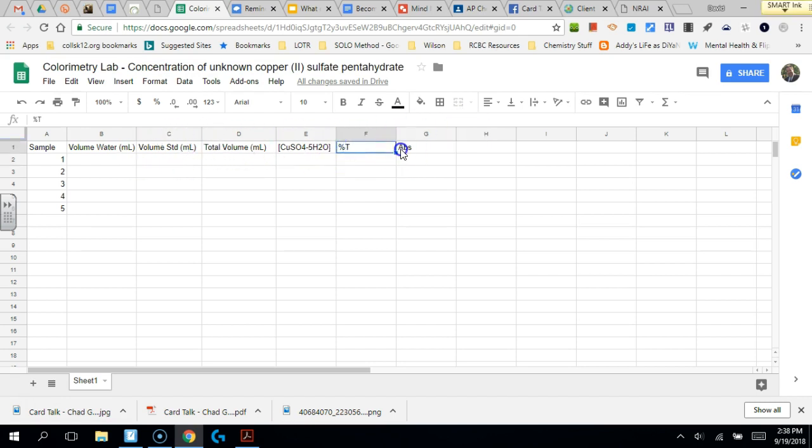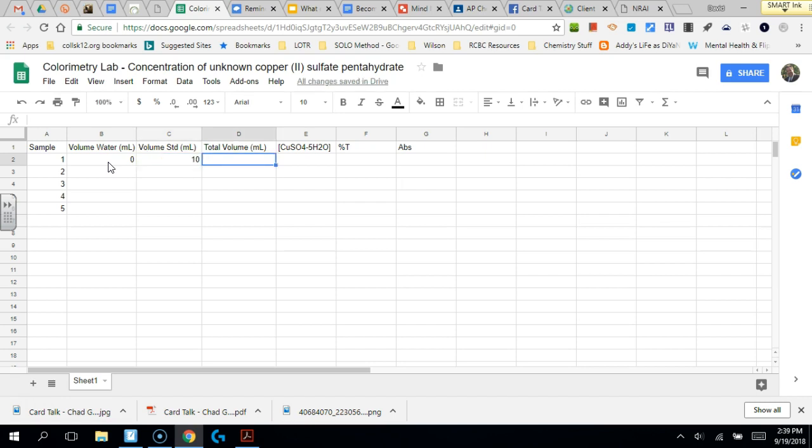Okay. And then you get the percent T and the absorbance from the spec 20s from the lab. So that data you should have. Okay. So let's get started filling in some of this information. Now, I think sample 1 was the pure sample.